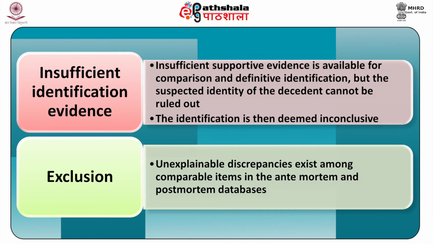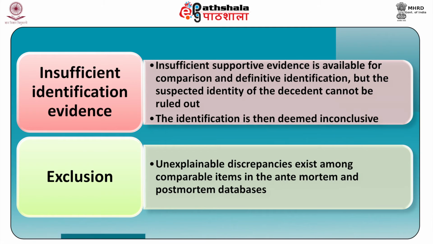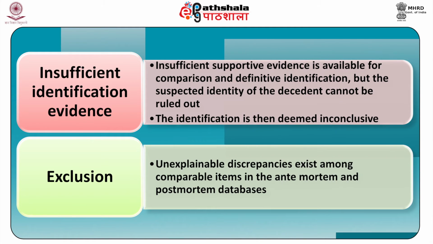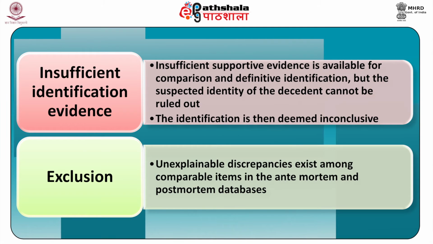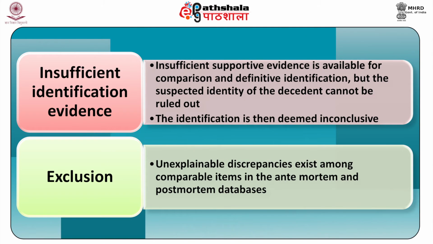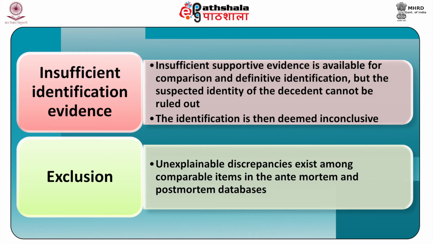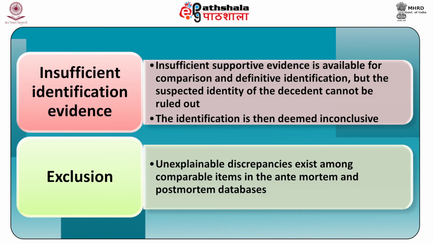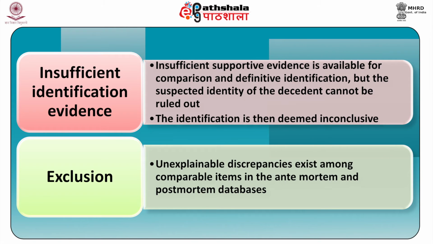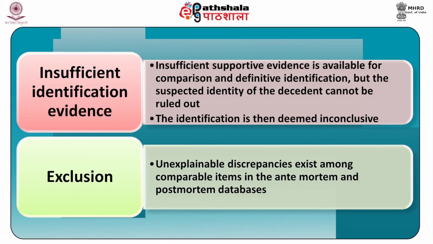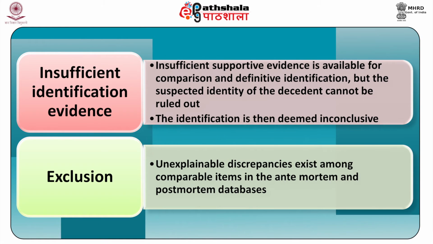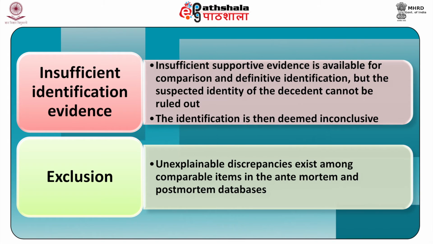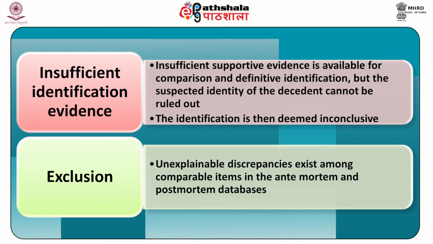Then third is insufficient identification. That is, insufficient or insupportive evidence is available for comparison and definitive identification, but the suspected identity of the deceased cannot be ruled out. So the identification is thus deemed inconclusive. Then fourth, which is important, is exclusion. If unexplainable discrepancies exist among the comparable items in the antemortem and postmortem databases, we can exclude totally, on the basis that this particular teeth does not belong to the person in question.